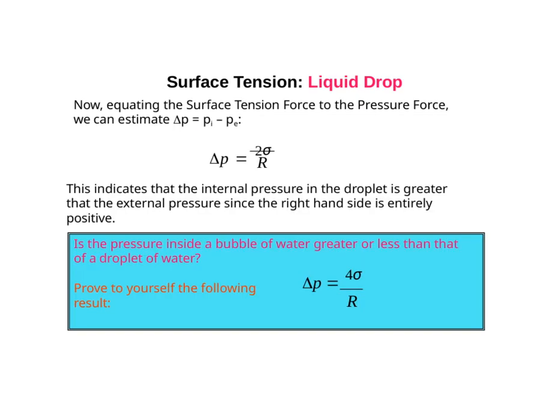Let's look at how surface tension relates to pressure inside a liquid drop. The key idea is that the pressure inside the droplet is higher than outside. That difference is always positive. By balancing the force from surface tension with the pressure force, we get an expression for this pressure difference.